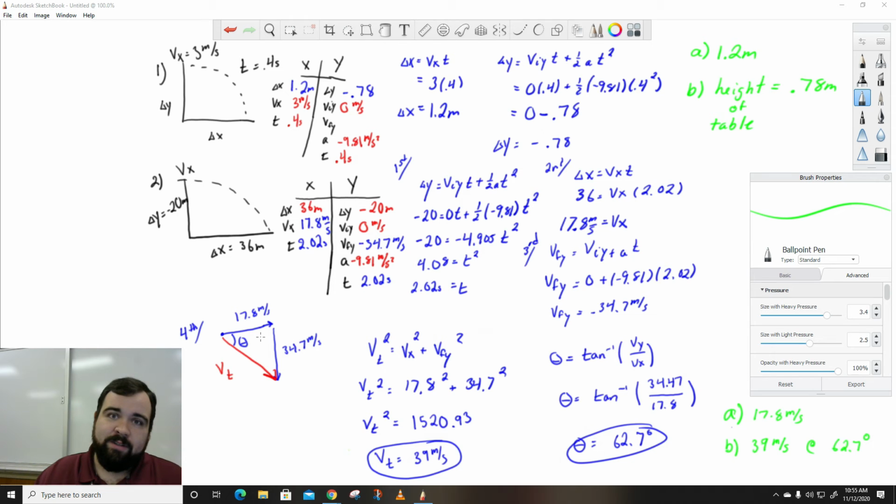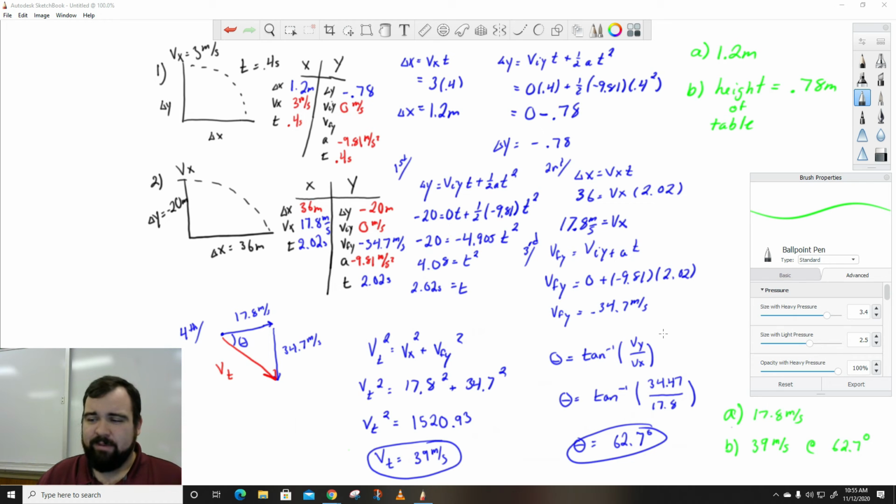But we need a direction to it as well, because it asks for what is the angle of impact. And we go to a trig function. In this case, I'm going to use inverse tangent of Vy over Vx. So I'm going to plug in 34.47 and 17.8 and get an angle there of basically 62.7 degrees. And you could use cosine or you could use sine, because at that point in time you have all 3 sides of your triangle. You can use any of the functions you want. Just make sure you're using the right sides when you're plugging those values in.